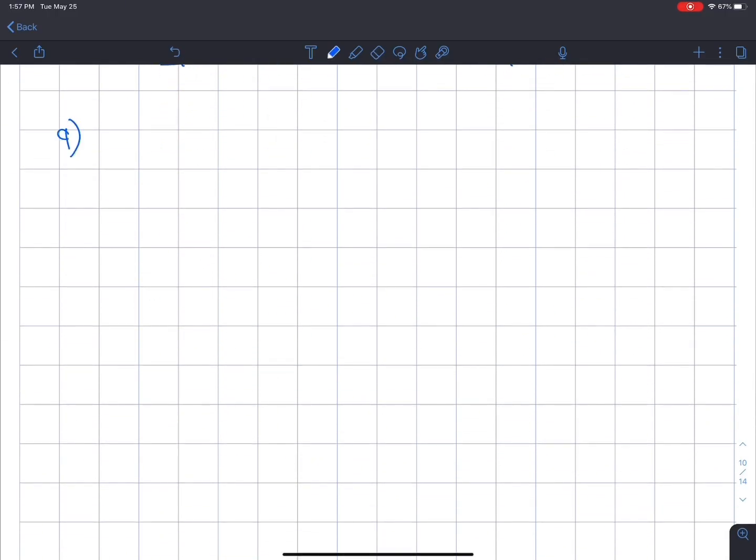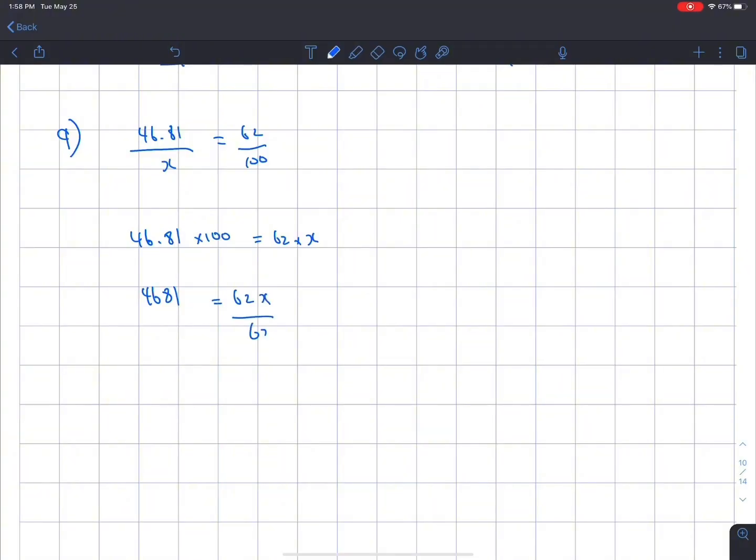Q. 46.81 is, so that will be the amount, 62%, so 62 over 100, of what number? So of the base, the what number represents x. That's why the base is x. So 46.81 times 100 equals 62 times x. We have 4681 equals 62x. And now we divide both sides by 62. We get x equals 75.5.